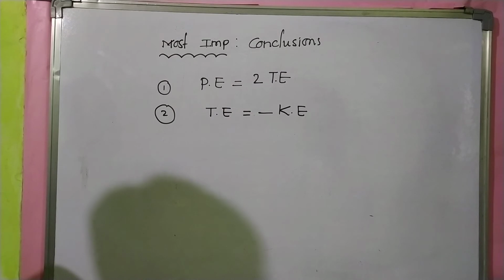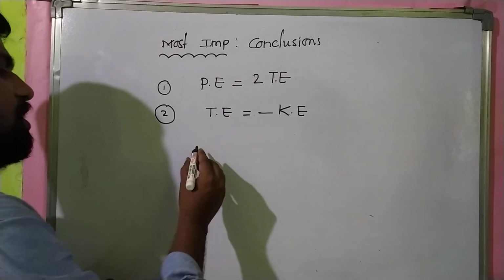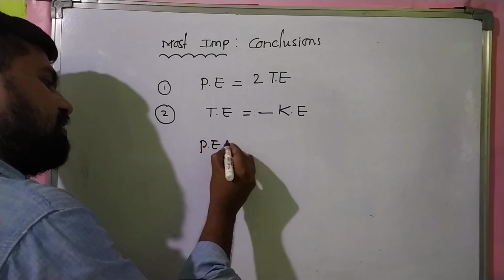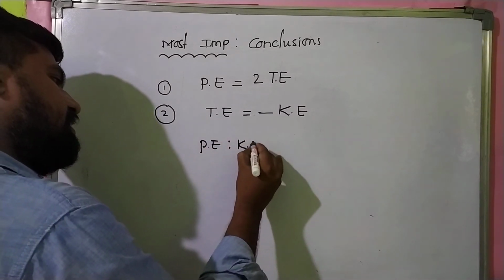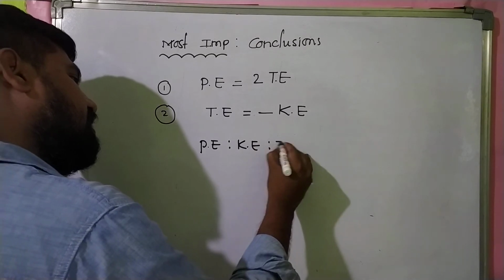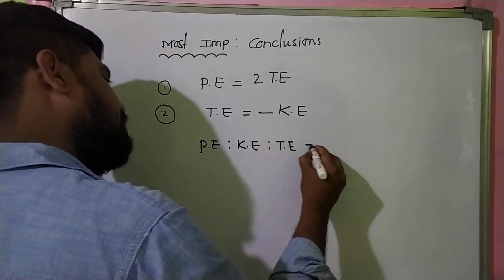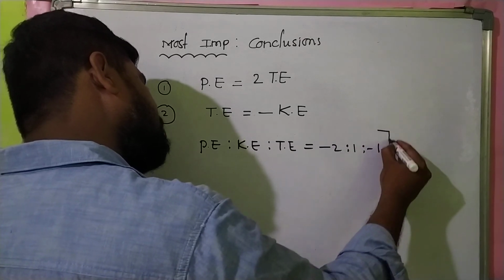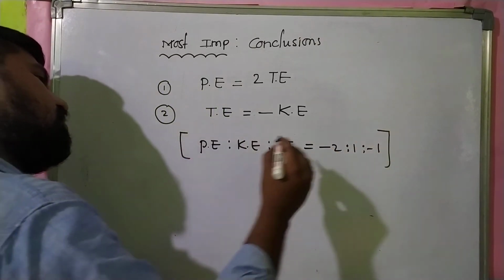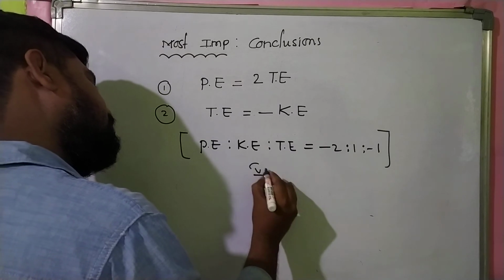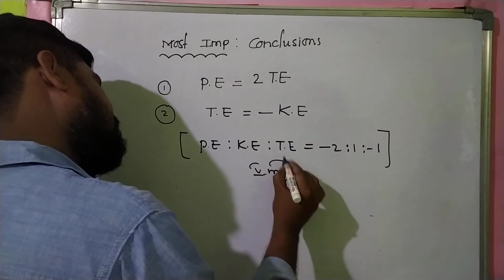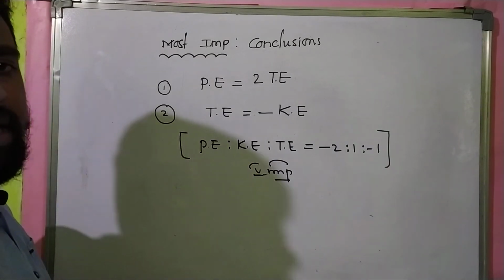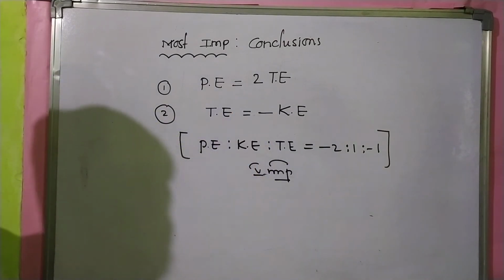Now the ratio of potential energy, kinetic energy and total energy equal to minus 2 is to 1 is to minus 1. This is very, very important for Advanced, JEE and any other competitive exams. This is very, very important.